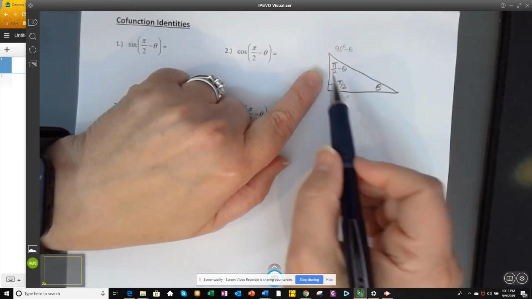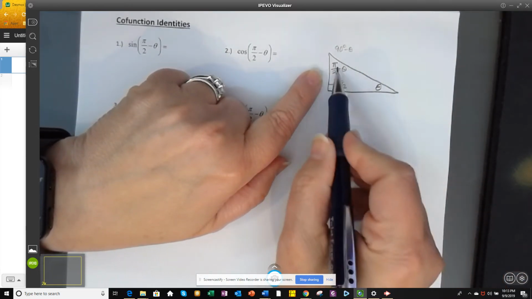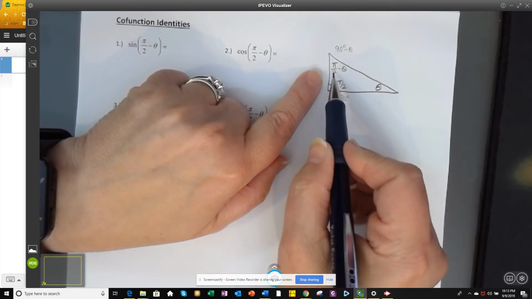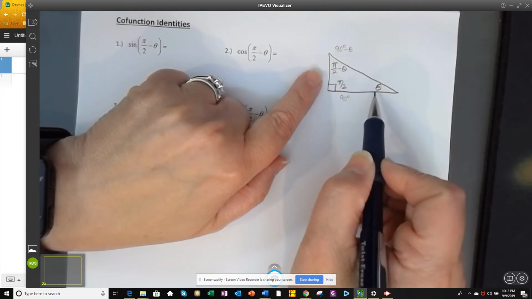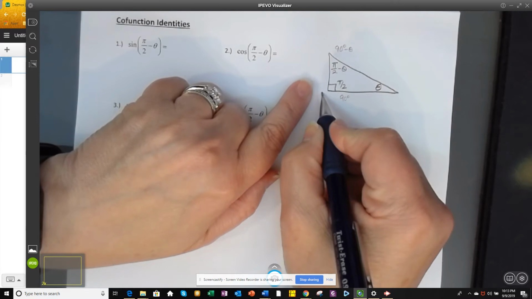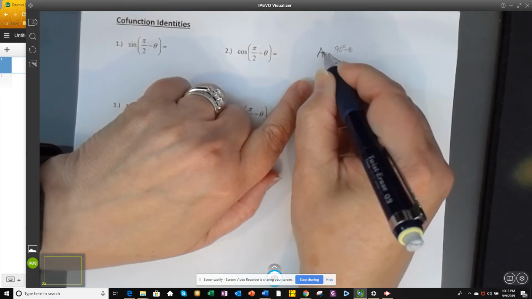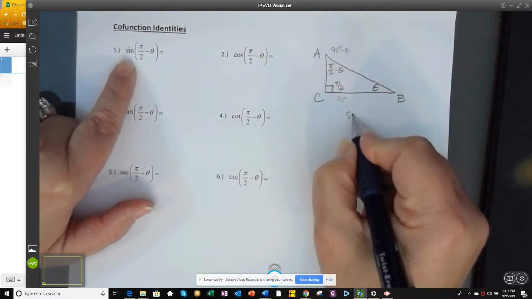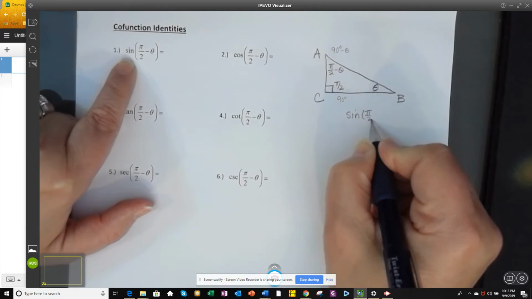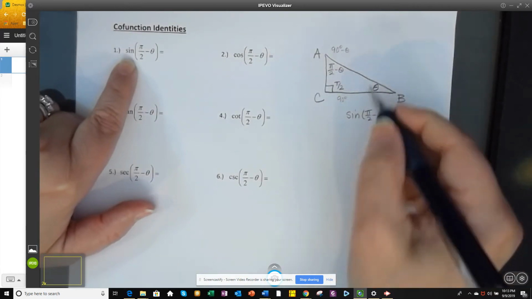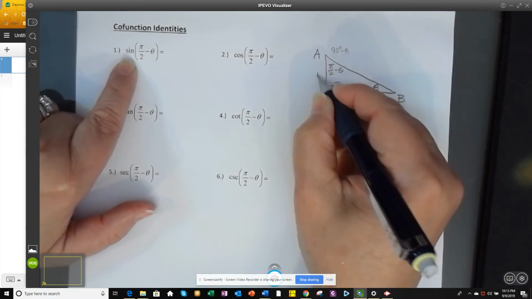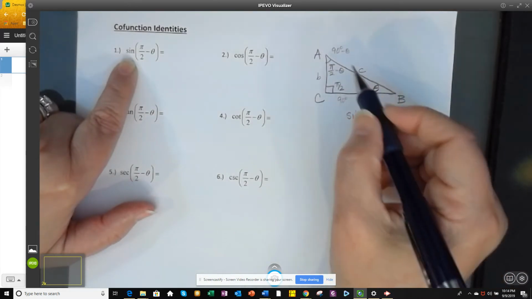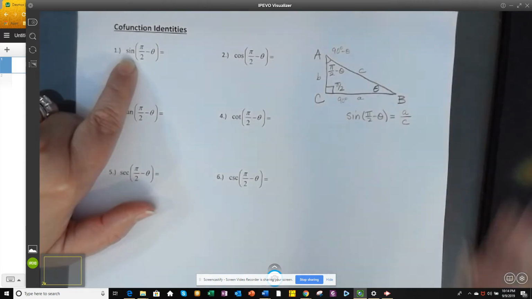Okay, now these two angles are complementary because they sum up to 90 degrees. And so I'm just going to label this angle C, and we'll call this one A and this one B. And let's say I wanted the sine of angle pi over 2 minus theta. Well, if I were to do that, this opposite side here is little a, this is little b, this is little c. But so the sine of an angle, and this would be my angle choice here, would be the opposite, which is a over c.